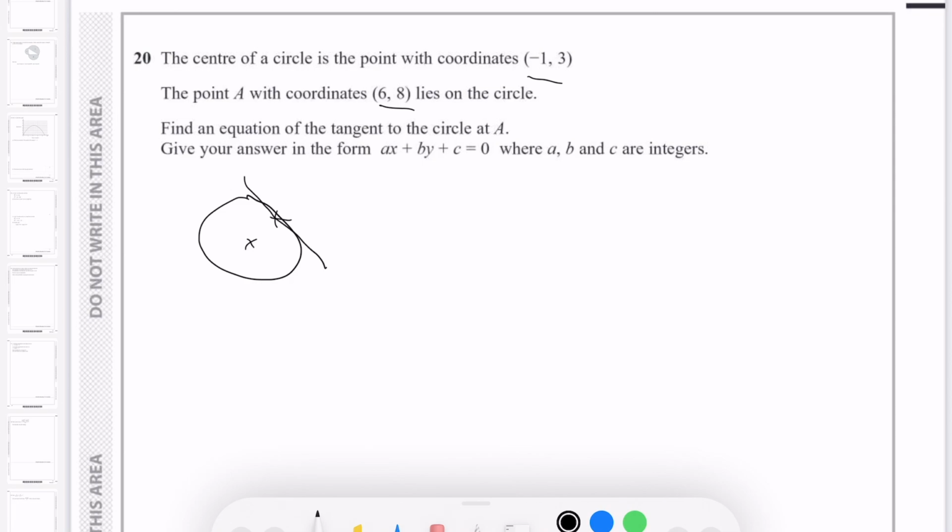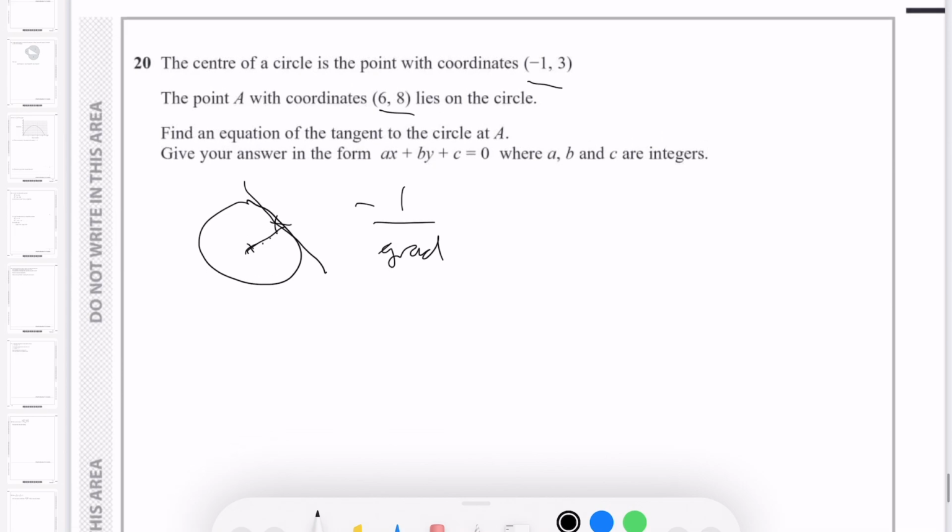So if we can actually find the equation of the line here, or even just the gradient of that radius from the centre of the circle to the point A, we can then do -1 over the gradient here to actually calculate the gradient of the tangent. I think if we then substitute that into either y equals mx plus c or y minus y1 equals m(x minus x1), that will then help us actually identify what the equation of this line is. So let's have a go.